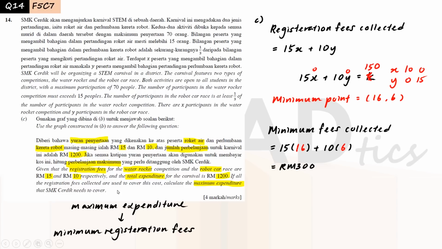So now to find the maximum expenditure would be the total expenditure or the total cost minus the fees collected. Alright, so the answer would be 900.